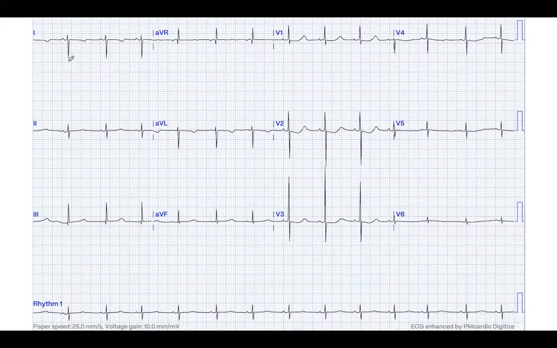Because the P wave morphology looks like it's coming from the SA node, upright in aVF, and then you have one-to-one conduction. Yeah. Okay, excellent.